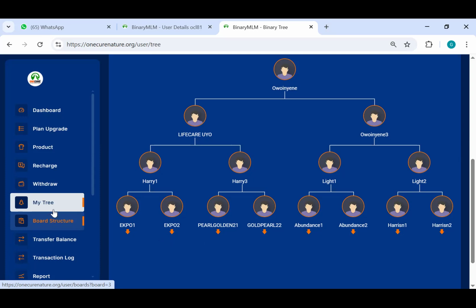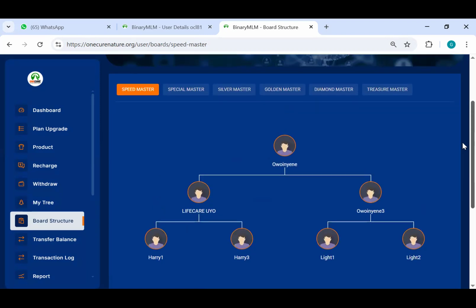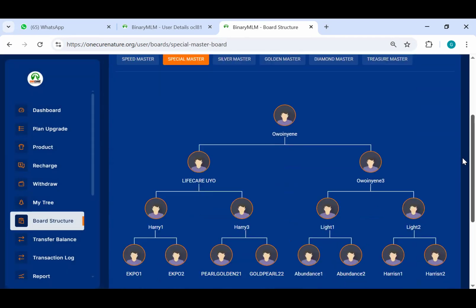Look at the board. This is the tree, but there is a board here that is called board structure on the menu. Let me click the board structure on the menu. If you look at this place now, this account entered a special master board. The reason why this person, Owoyene, is seeing himself or herself in this special board is because the generation of people that came into his board have gotten to 14.